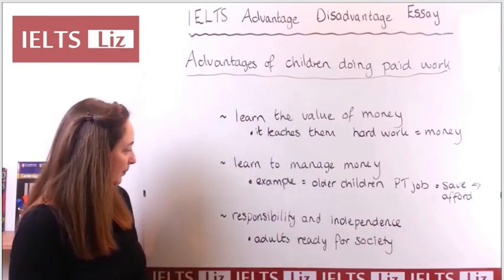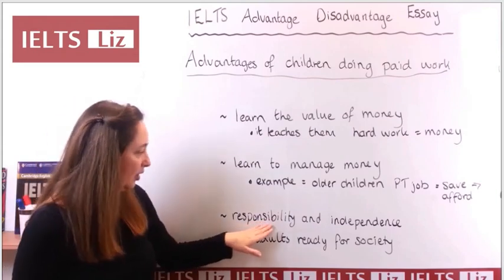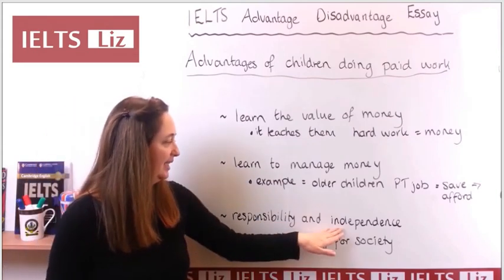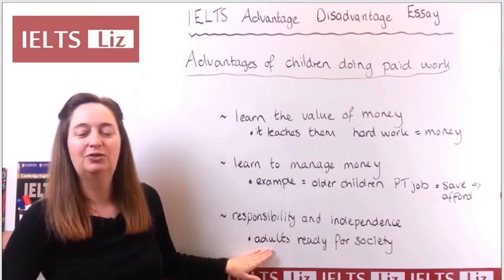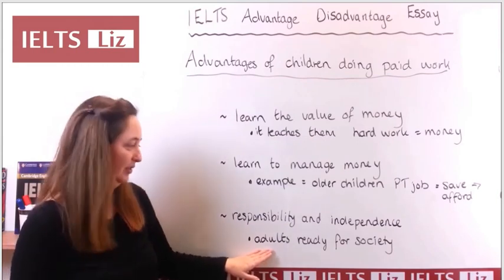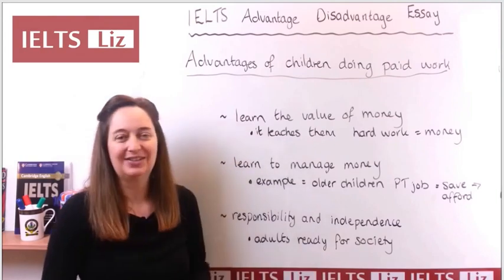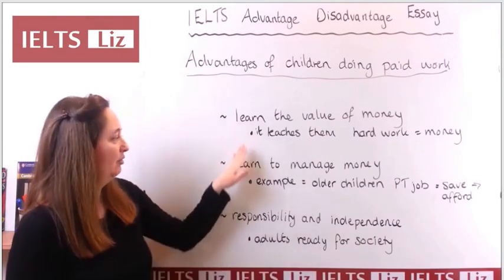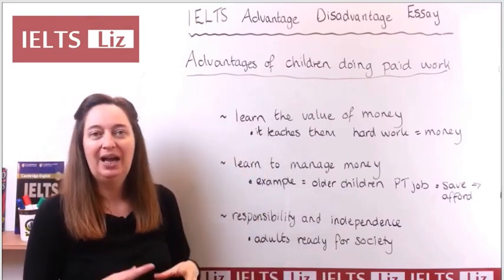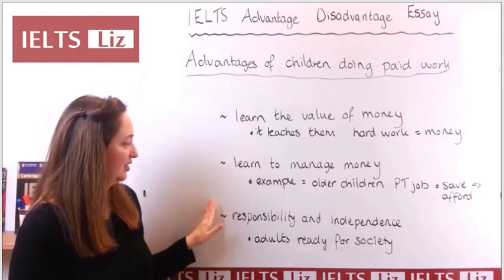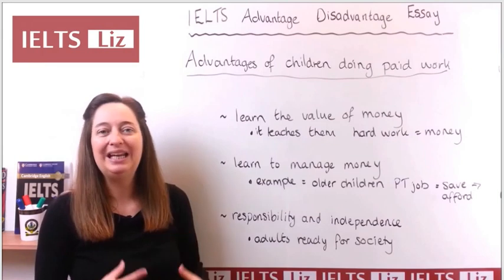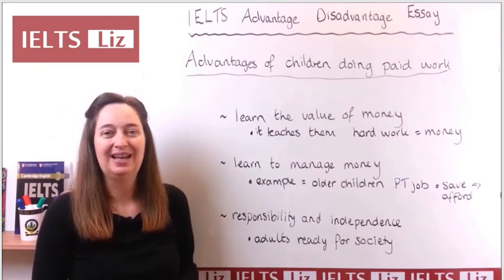So that's an example. Then when we look at the third advantage of responsibility and independence, we're going to look at the future. And this is a benefit that children will get when they're adults and they're ready to enter society. So you can see it really helps to have all your supporting points planned, because then we can just write a sentence for each one and it will be easier to write when we do the essay.